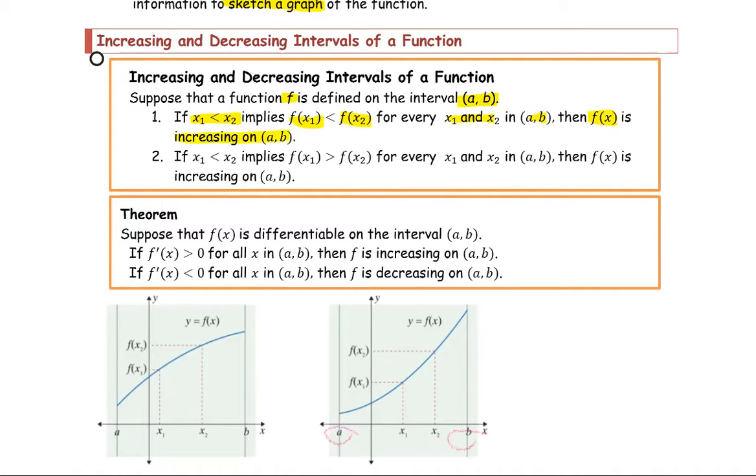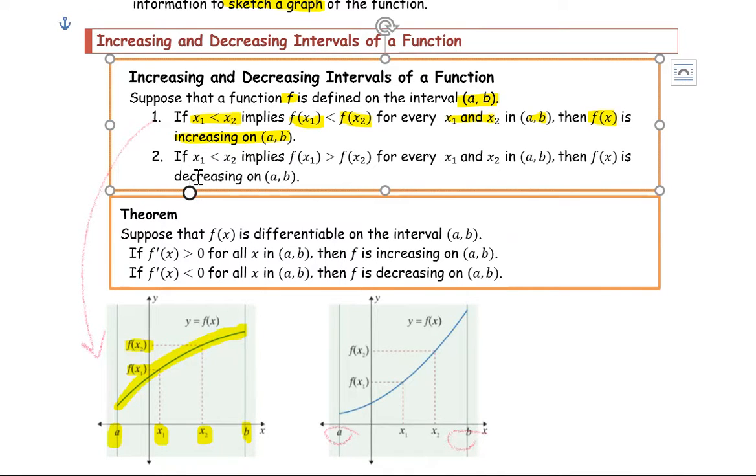Let's see the graph that you see on the screen. The left graph here, we have the interval (a,b). x1 is less than x2. x1 and x2 are within the point a and point b. The function value at x1 is less than the function value at x2 for all x1, x2 within the open interval (a,b). That means the function f of x is increasing on an open interval (a,b).